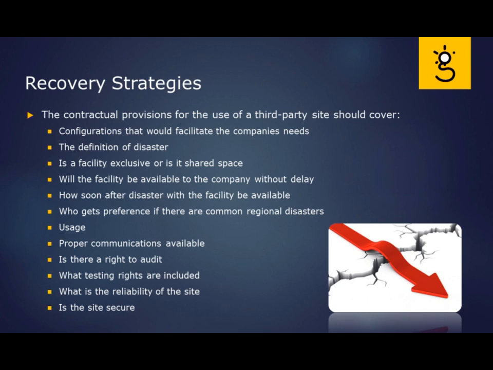Will the facility be available to the company without delay? How soon after the disaster will the facility be available? Who gets preference if there's more? If it's a common regional disaster and you've got lots of people that are going to potentially use it, who gets preference? What are my usage rights? Do I have the proper communications available? Do I have the right to audit it? What testing rights are included? What are the reliabilities of that site? Is the site secure? All parts of what you should look at contractually as you put it together.